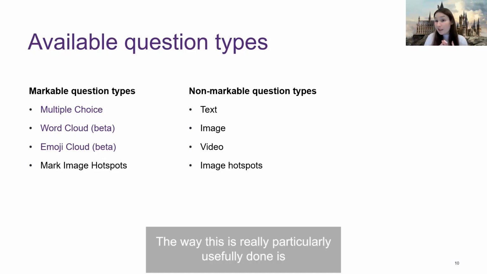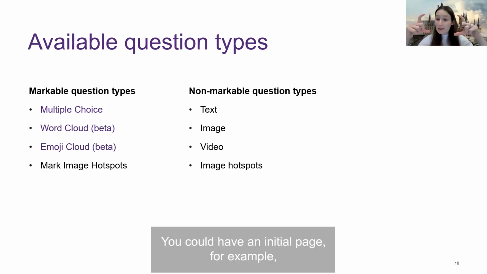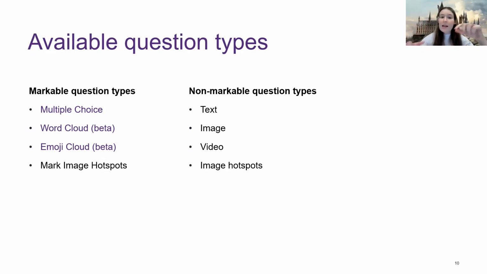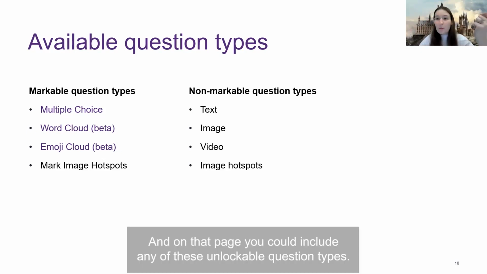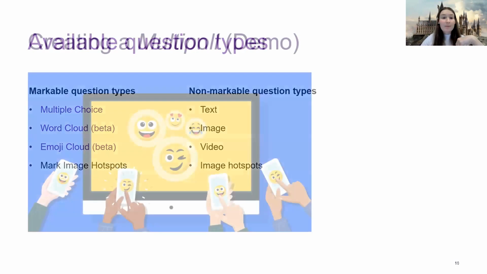The way this is particularly usefully done is you'll notice that I put each question on a different page. You could have an initial page, for example, that introduced the topic or whatever you are asking students about. And on that page, you could include any of these non-markable question types. It can also be used to break up particular sections and used as many times as you like.